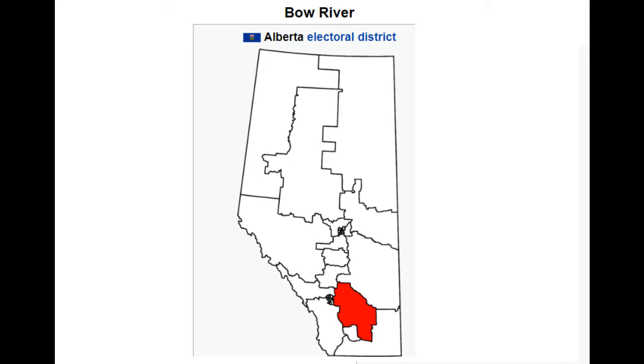If you live in Vauxhall or Enchant or north and west of those areas, all the way up to the eastern side of Calgary, you might live in the Bow River constituency. It's a very large constituency, but it also elects just one person to sit in a seat in the House of Commons.